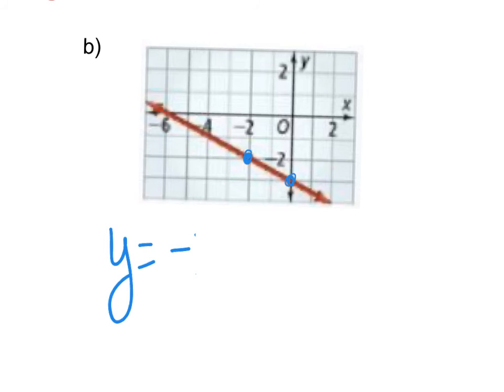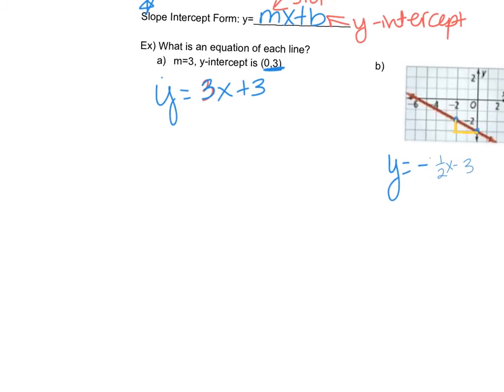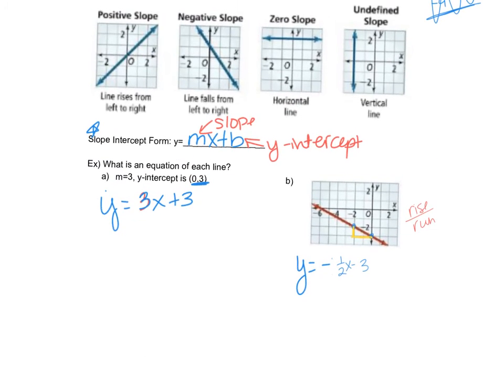So remember, it's always rise over run. So you go up and down and then left and right. It looks like it goes down 1 over 2. So that would be negative 1/2. And your y-intercept is at negative 3. So minus 3. Oh, I forgot the x. The x goes right there. And that is it for this lesson.